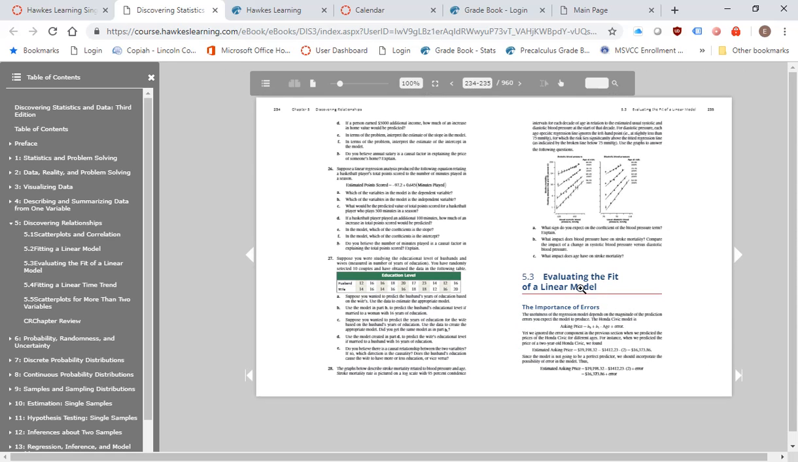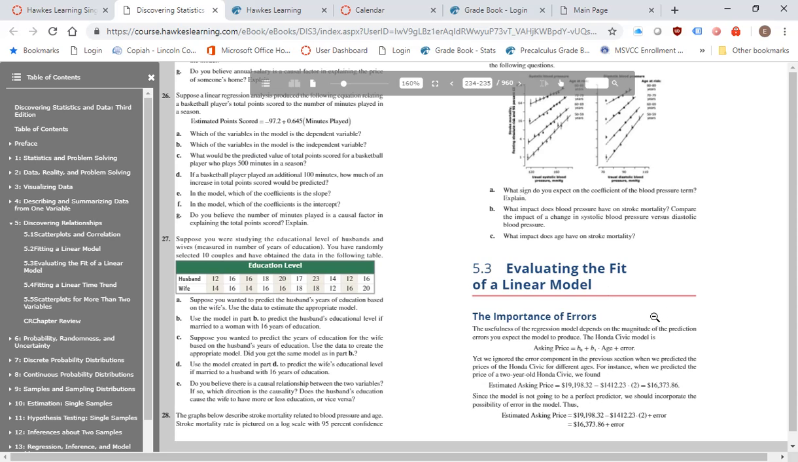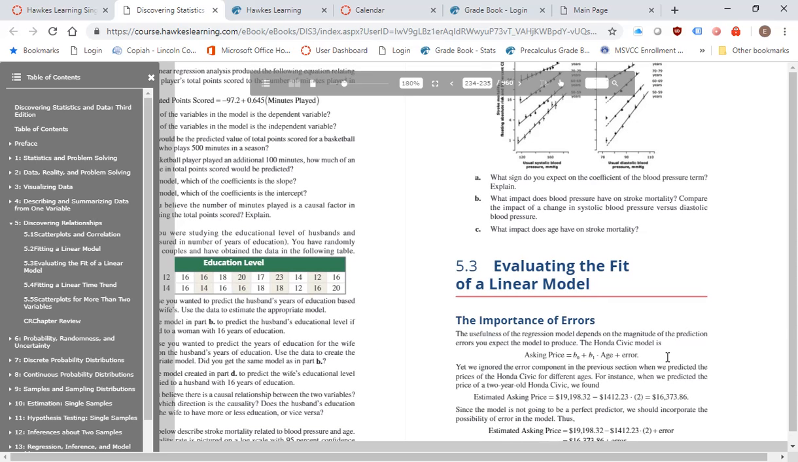All right, evaluating the fit of a linear model is what this is on. And first it starts off talking about the importance of errors. So it says the usefulness of a regression model depends on the magnitude of the prediction errors you expect the model to produce.